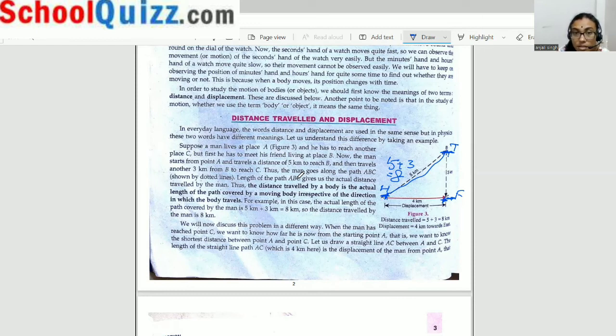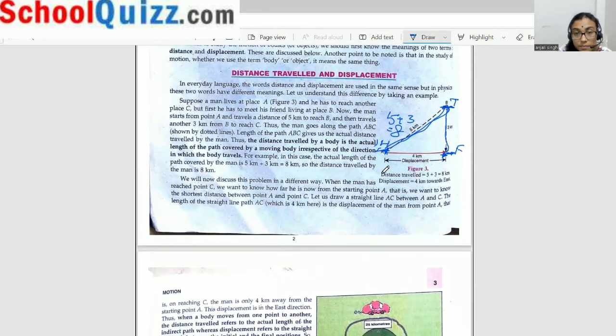So distance traveled by an object is the actual length of the path covered by a moving body irrespective of the direction in which the body travels. Okay, so here we will not consider the direction. Here we will only consider going from one point to another point and then to the final point. Okay, students, now moving to the next.